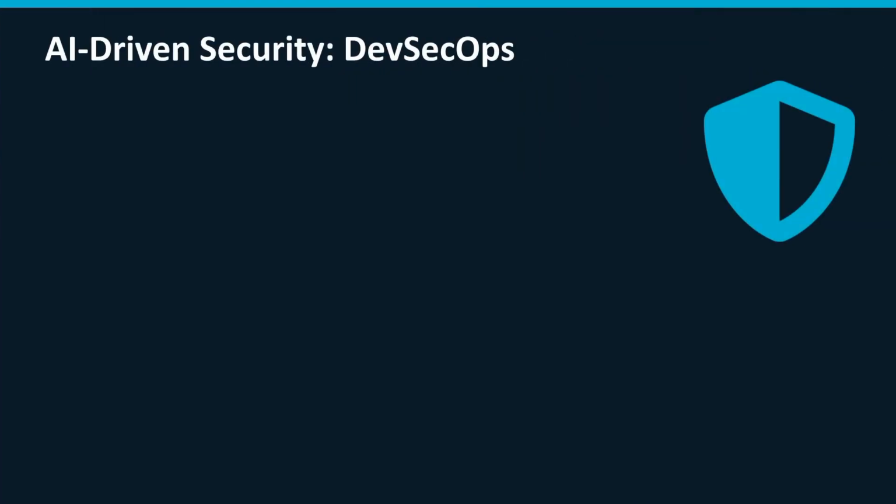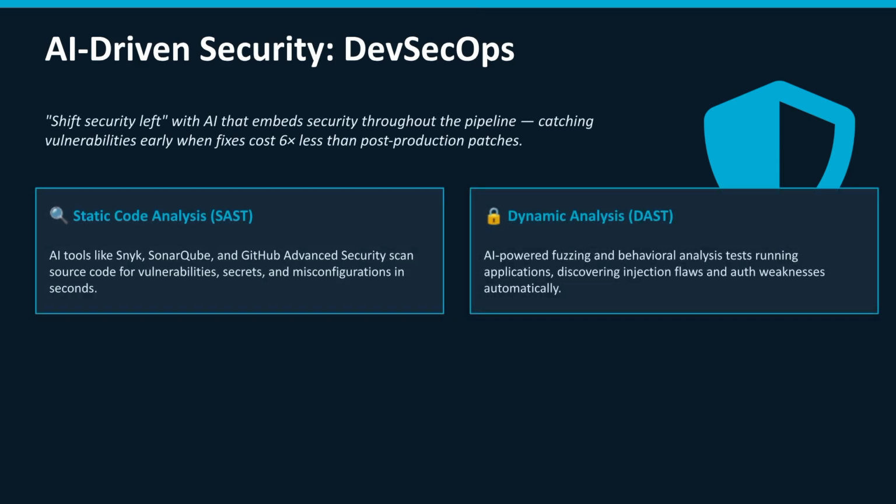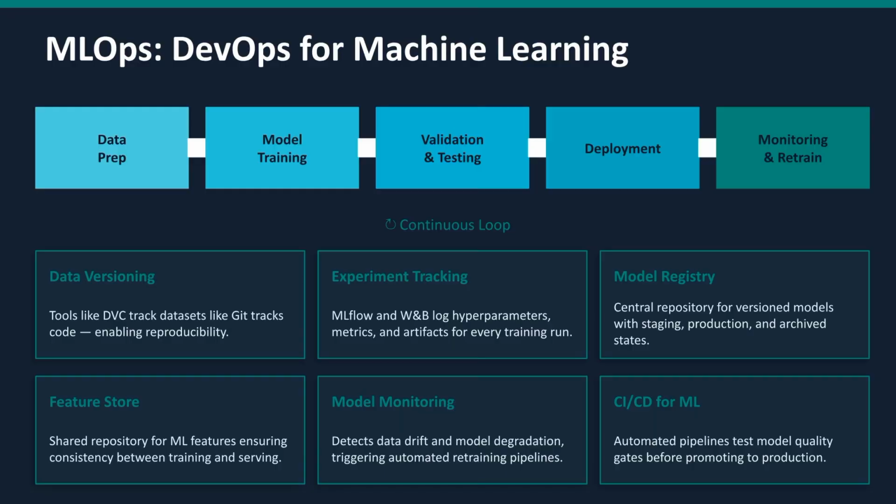AI-driven security, or DevSecOps, shifts security left by embedding checks throughout the pipeline. This includes static code analysis, dynamic analysis, container scanning, and behavioral models for threat detection and response. MLOps brings DevOps principles to machine learning, ensuring a continuous loop from data preparation to monitoring and retraining.